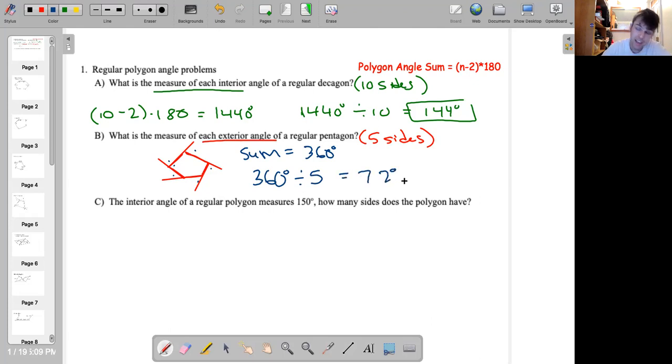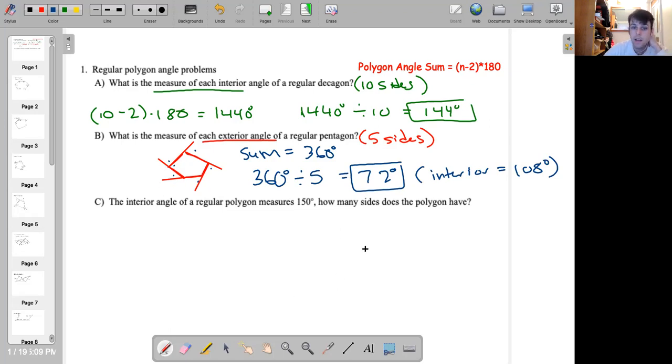We could actually take that and use it to find the interior angle as well. Supplementary to that, it would be 108. So anyway, that's our answer for this one. But again, remember that would mean that the interior would equal 108 because together these have to be supplementary because they make a straight line.